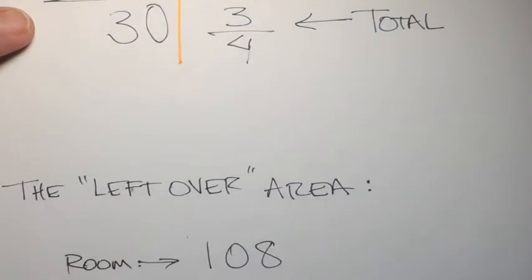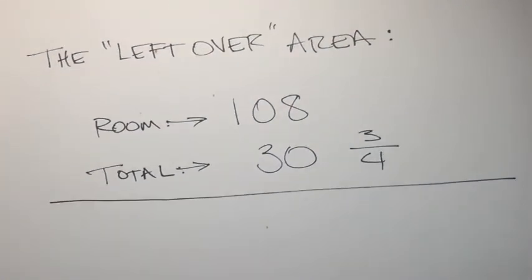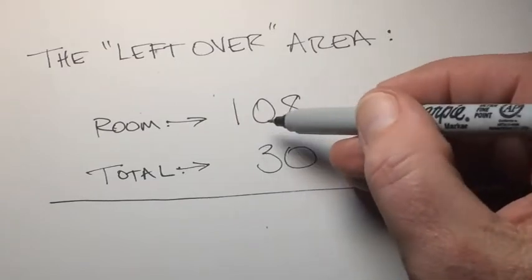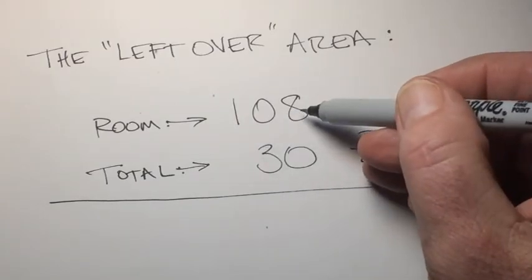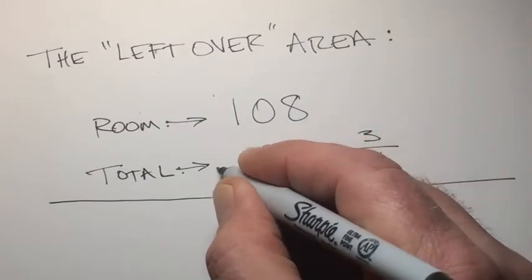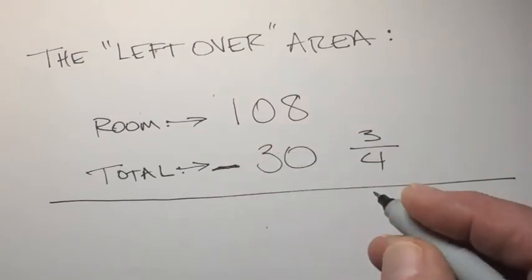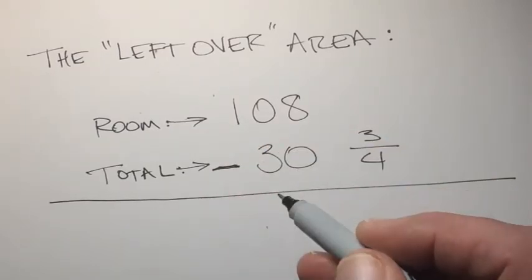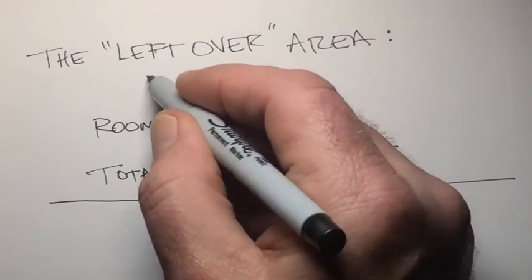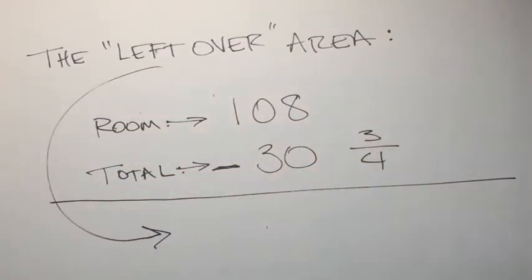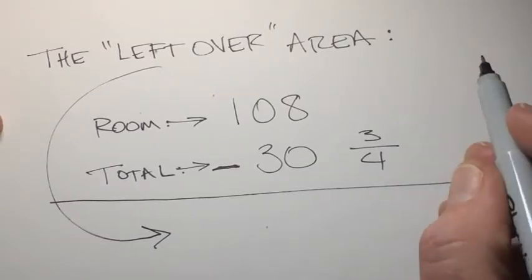So the leftover would be the room, which was 108 square feet. We're going to take away the total of the furniture, and that will give us our leftover. Our leftover will be the answer there. So our final step here is to do a takeaway problem. Let's go ahead and do it.